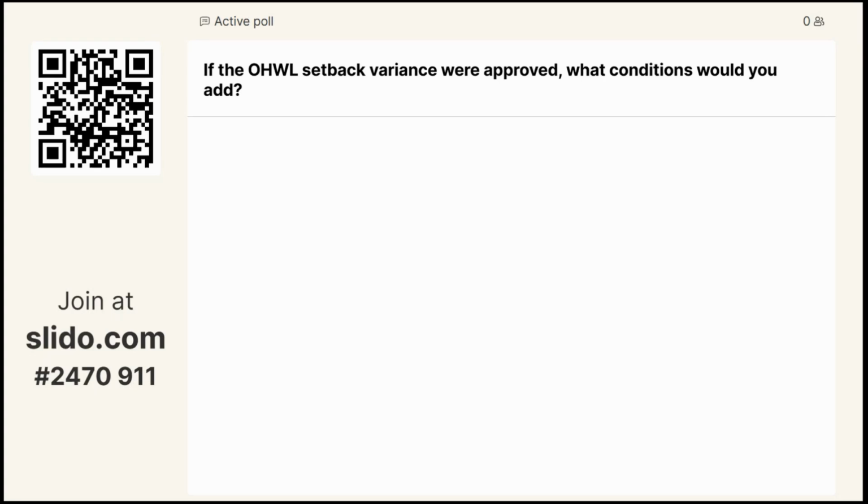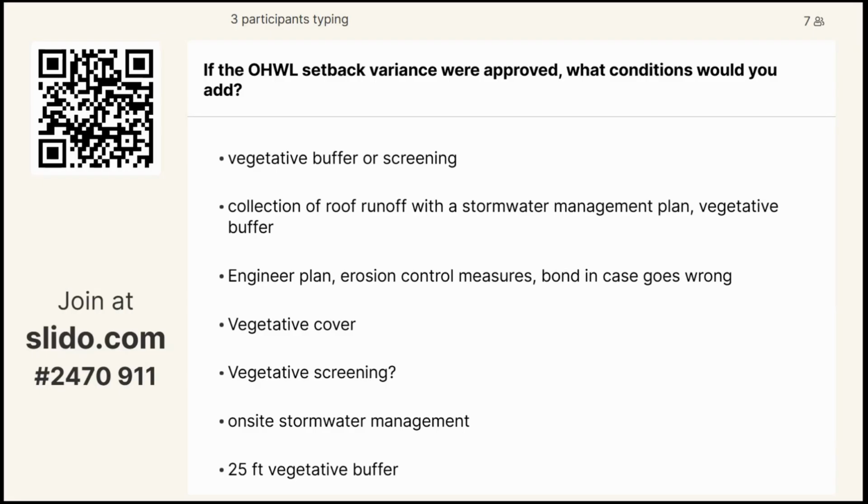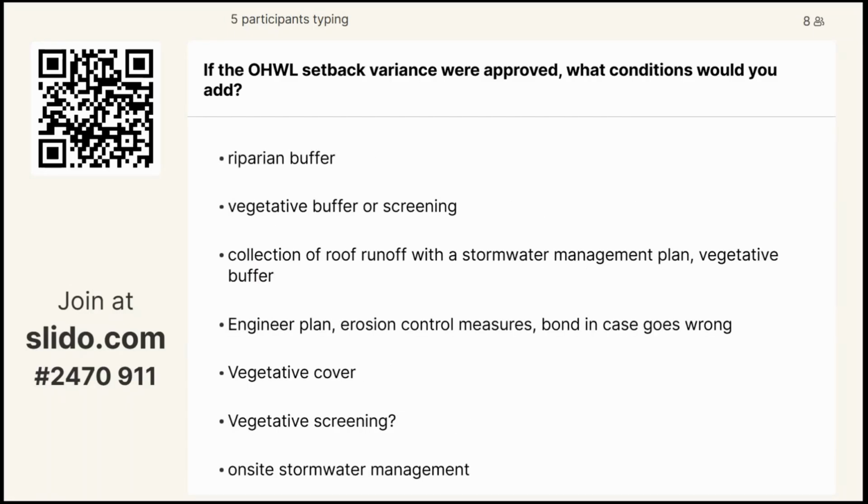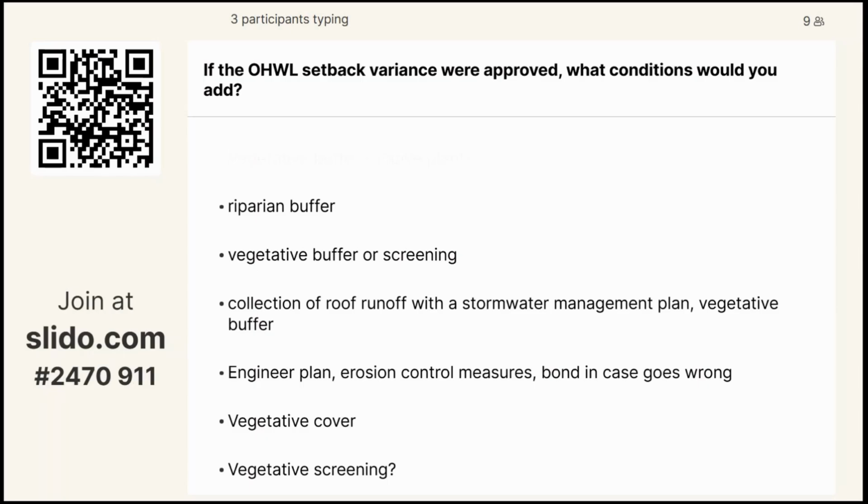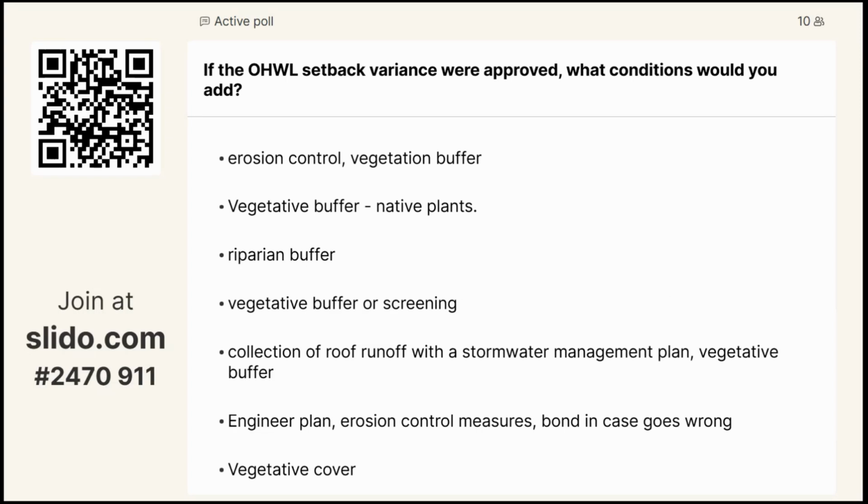We're just looking for your big picture ideas: if the ordinary high water setback variance were approved, what conditions do you think would be reasonable to add? All right, so I'm seeing a lot of things about adding vegetative cover, screening, some erosion control measures, a financial bond in case things go wrong, collection of roof runoff water, native plants. So yes, these are all great ideas.